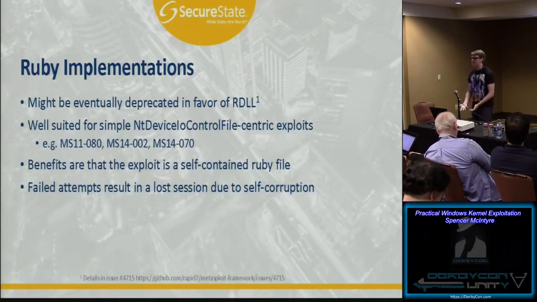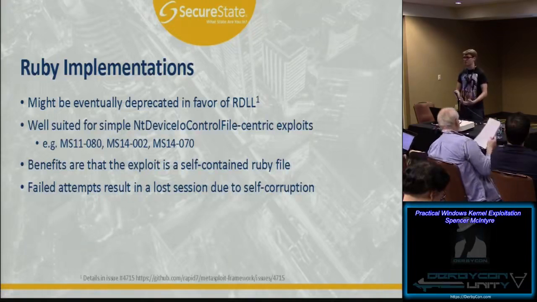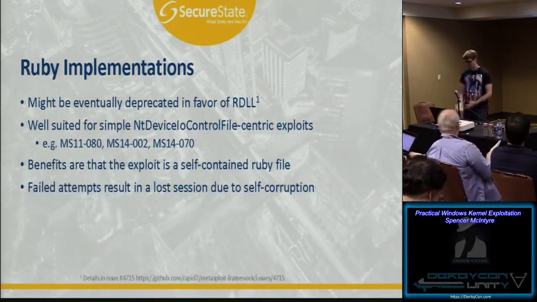So, Ruby implementation. Why would you want to write a local kernel exploit in Ruby? First off, this might eventually be deprecated in favor of the reflective DLL steps because there's a lot more advantages to that. Currently, there's not really a whole lot being done in this realm, but a lot of the older local exploits are implemented entirely as Ruby files using Railgun.